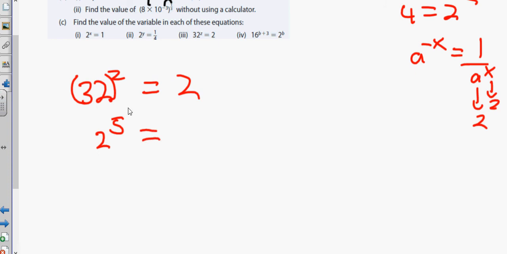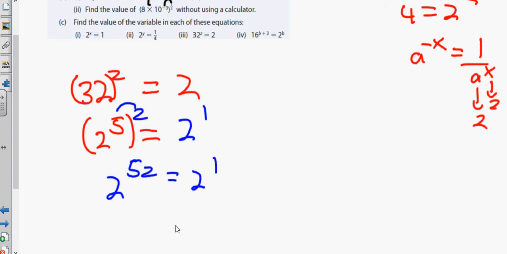And that's 2 to the power of 5 to the power of z equals 2 to the power of 1. Now we have to multiply the power of the power, so it's going to be 2 to the power of 5z equals 2 to the power of 1. 5z therefore equals 1. Z therefore equals a fifth.